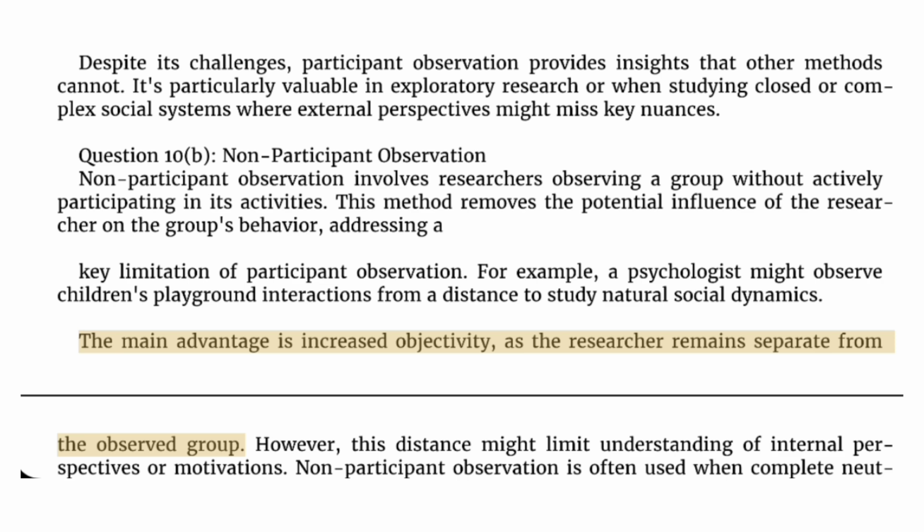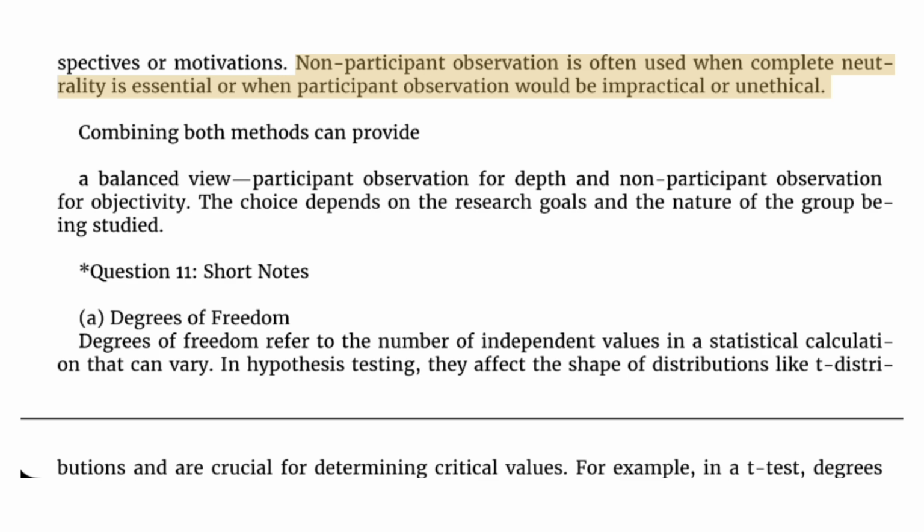The main advantage is increased objectivity, as the researcher remains separate from the observed group. However, this distance might limit understanding of internal perspectives or motivations. Non-participant observation is often used when complete neutrality is essential or when participant observation would be impractical or unethical. Combining both methods can provide a balanced view: participant observation for depth and non-participant observation for objectivity. The choice depends on the research goals and the nature of the group being studied.